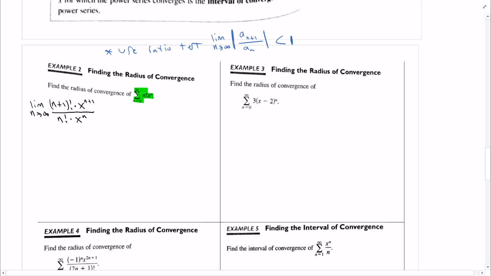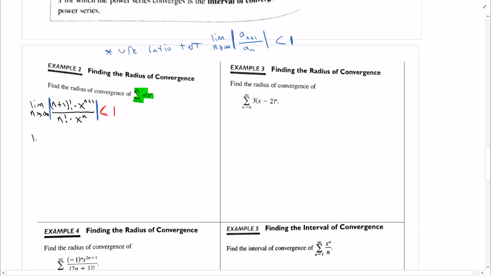And what we're trying to show, sorry, this is important here, is we need to show when this is less than 1, right? We're trying to find for what x values this is less than 1. So we're going to do our normal tricks. And I did forget one other thing. I forgot the absolute value symbols, right? Don't forget that. That's important.